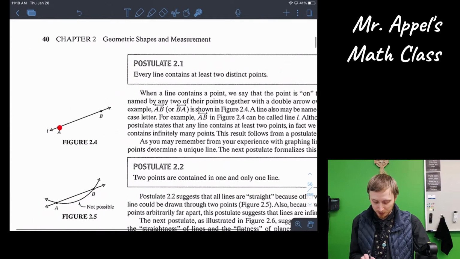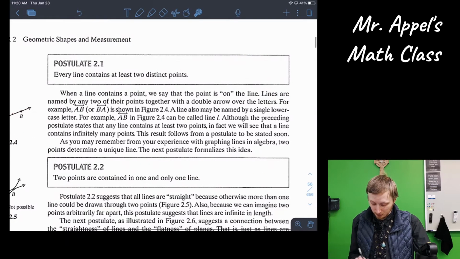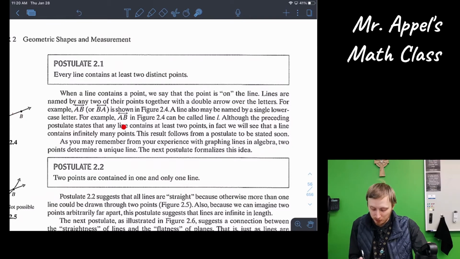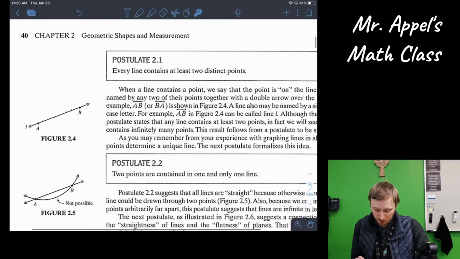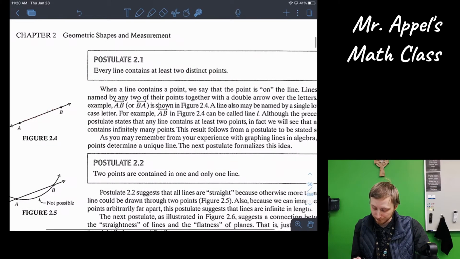We have that right here. So all of these, I could put more points on the line. I have decided to label these ones and give it a name. Right. A line may also be named by a single lowercase letter. For example, line AB in figure 2.4 can be called line L, as we've shown off to the side there.